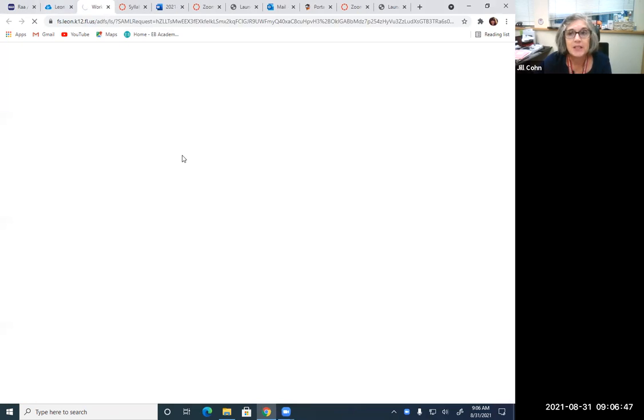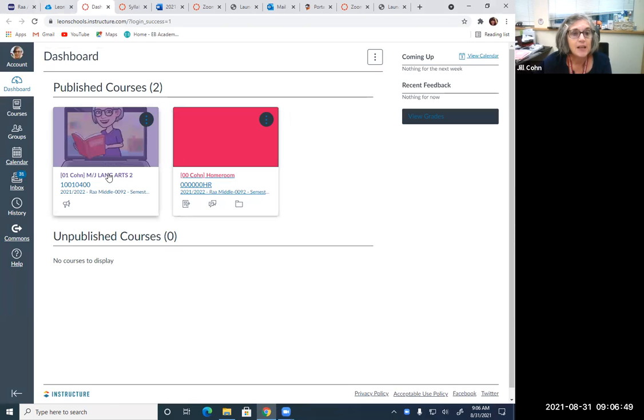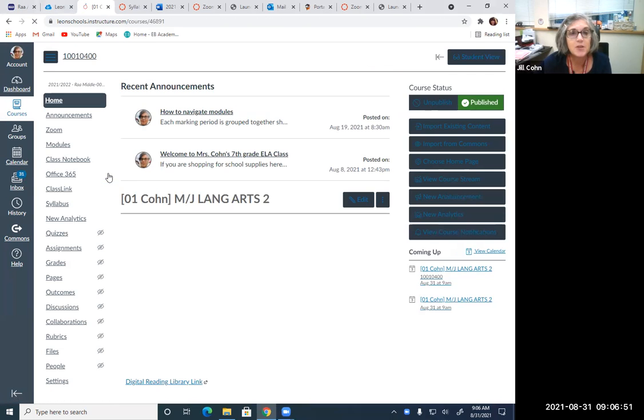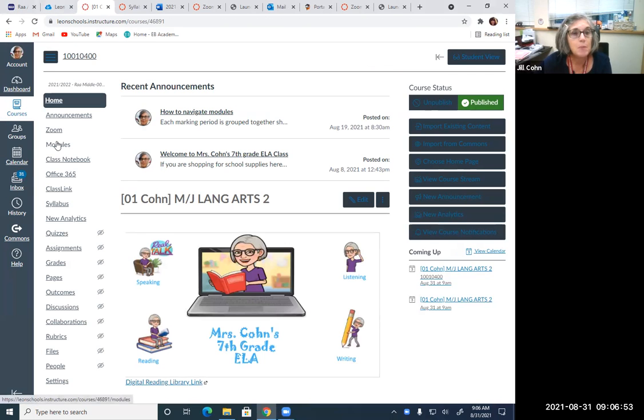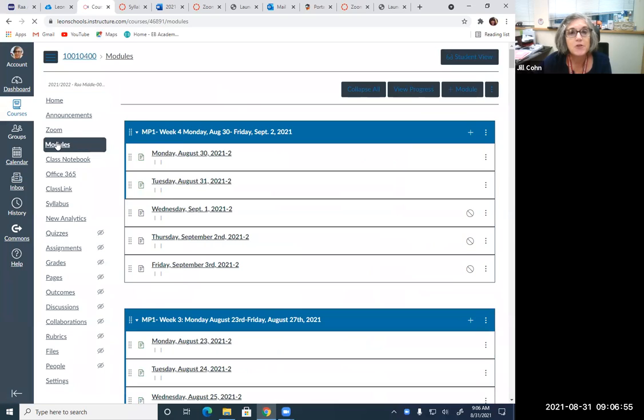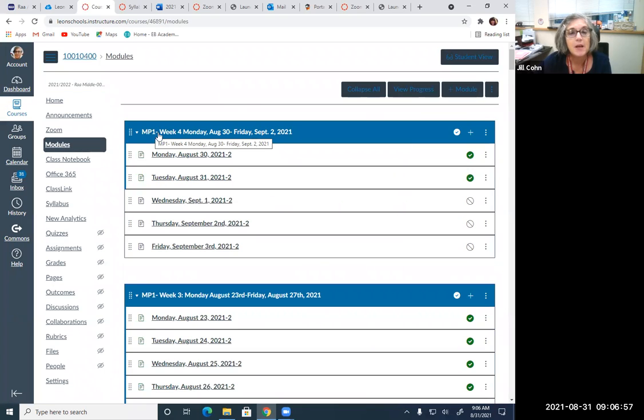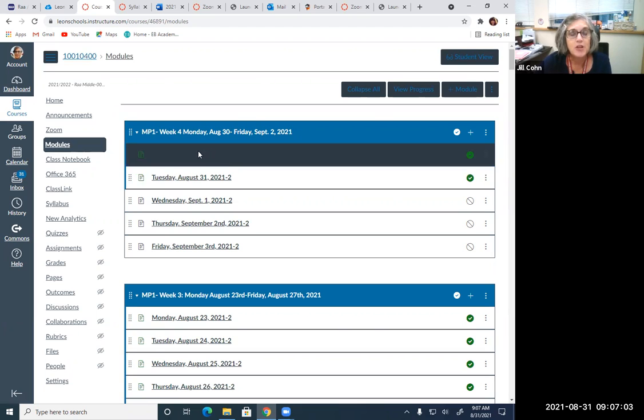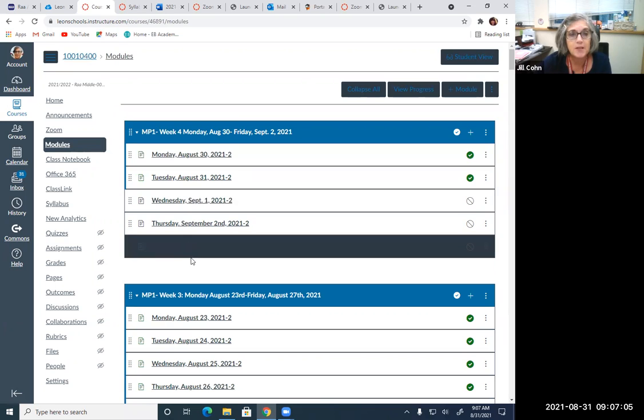Click on the Canvas link. Click on My Tile for Language Arts. And then we go to Modules. Modules are set up by the marking period, the week, and all of the days that are set up in that week. Each day has an individual activity.